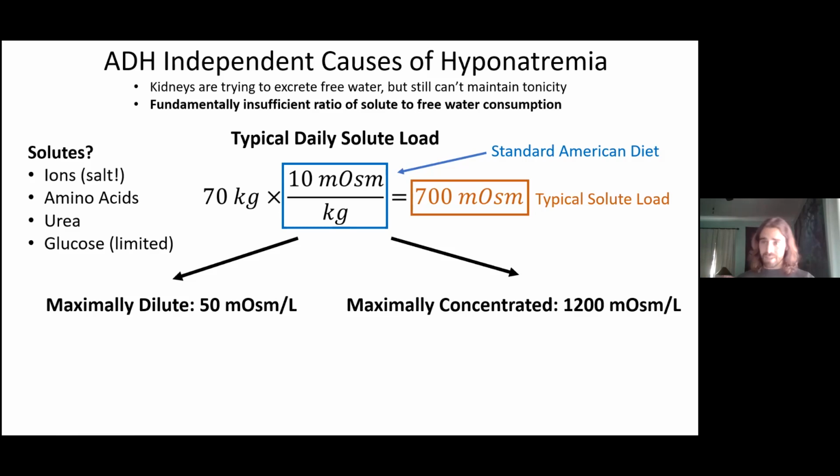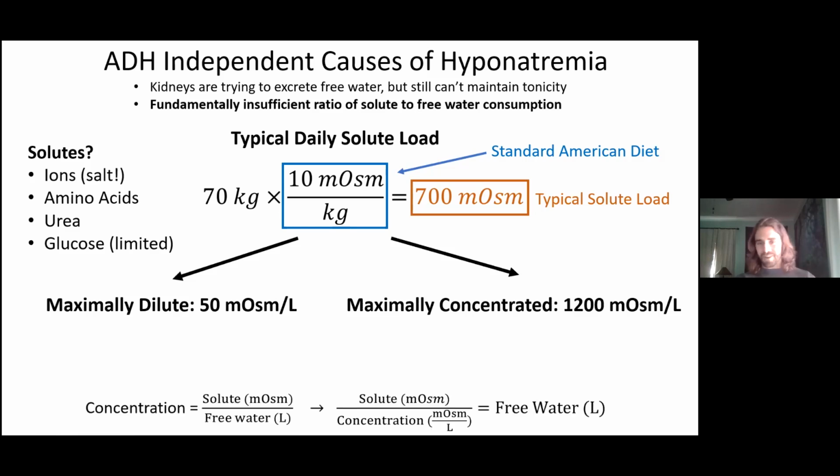The kidneys can dilute urine to a maximum dilution of about 50 milliosms per liter, or get all the way as concentrated as 1200 milliosms per liter. So that's a 24-fold difference, which is pretty amazing. And then if we do a little bit of algebra here on the bottom, and again, concentration is milliosms per liter, if we rearrange to calculate how much free water our kidneys can safely ingest throughout the day, we get that the free water is the solute divided by the concentration.